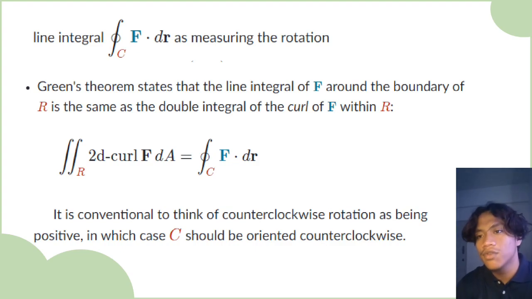So as we can see, this is the formula for the Green theorem, which is from the F·dr for measuring the rotation. It is conventional to think of counterclockwise rotation as being positive, in which case C should be oriented counterclockwise.